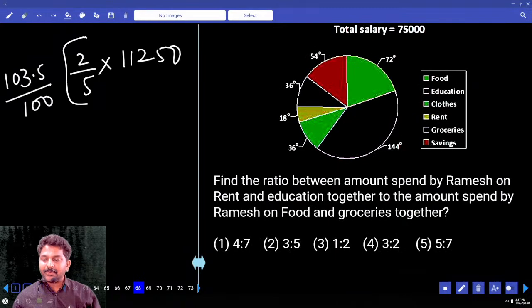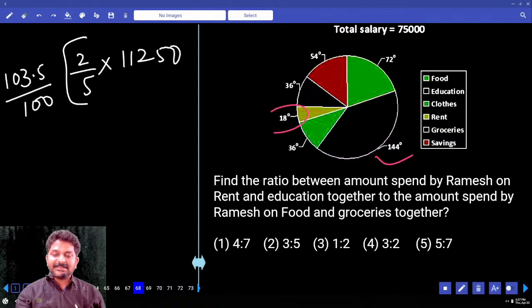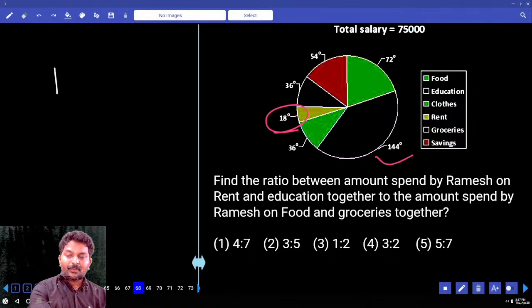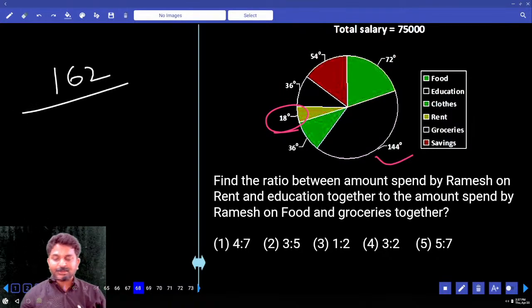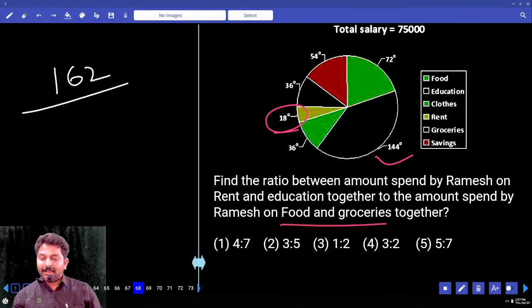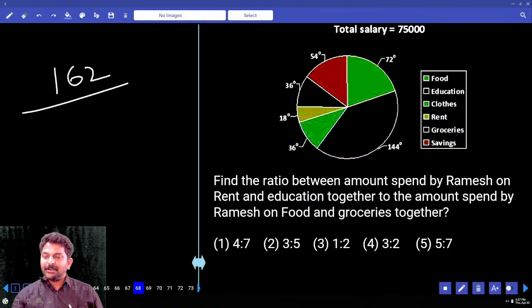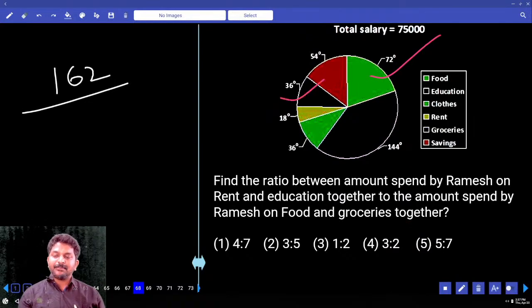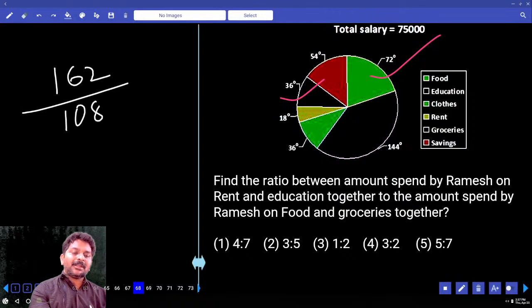Find the ratio between the amount spent by Ramesh on rent and education together to that on food and groceries. Rent and education together: education 144, come on, rent it is 18. 144 plus 18, 162. Ratio A is to B form. And then Ramesh on food and groceries. Food 72. Groceries 36. Both together 108.